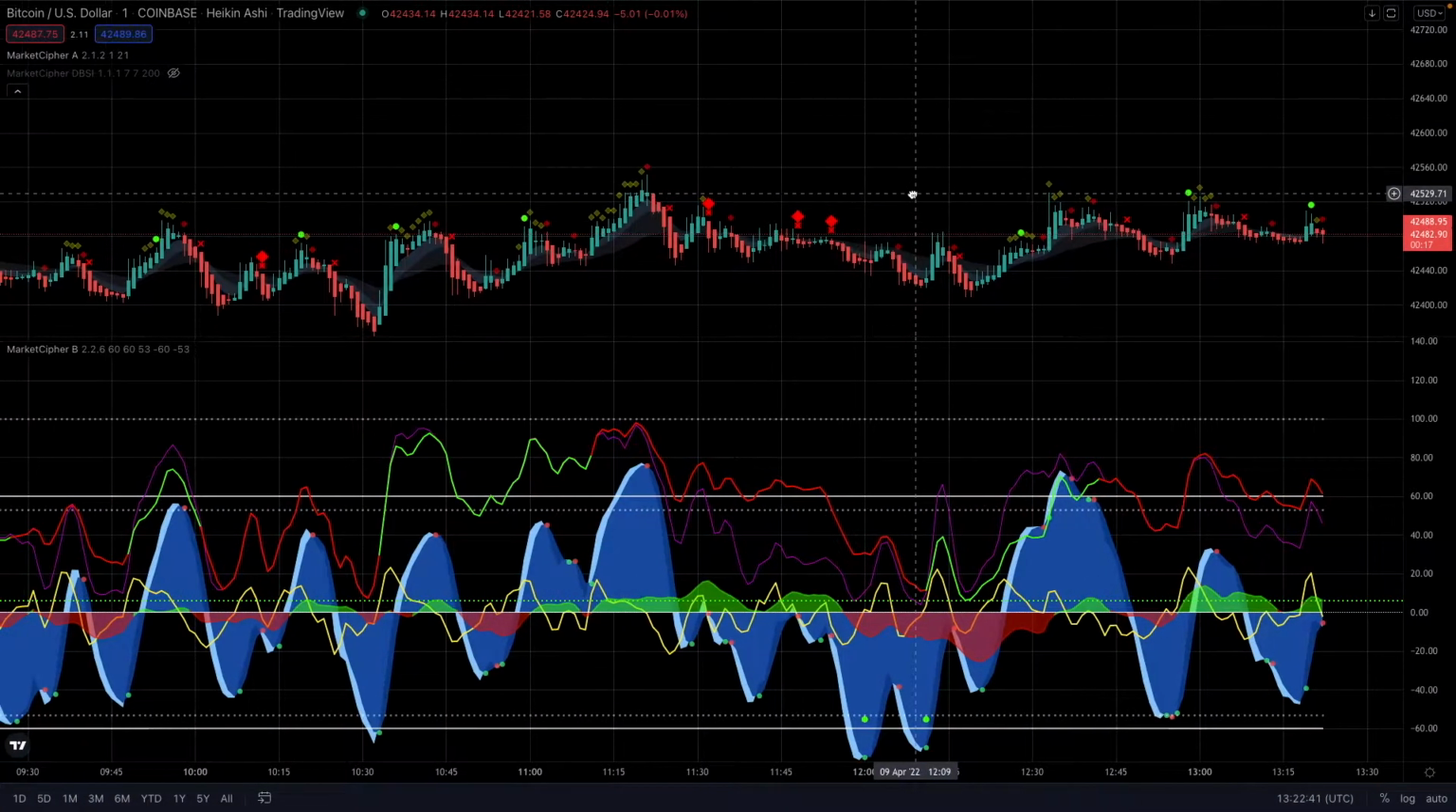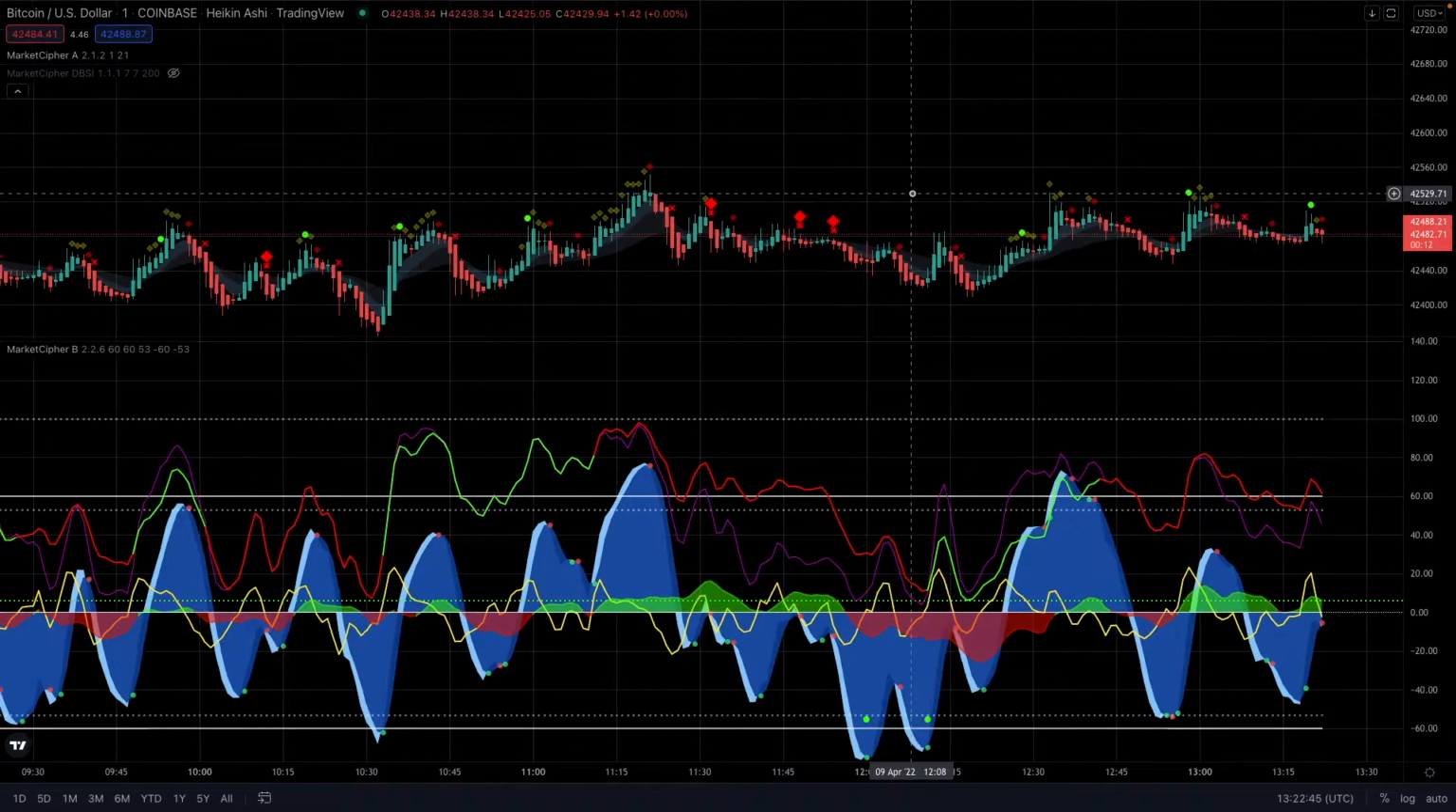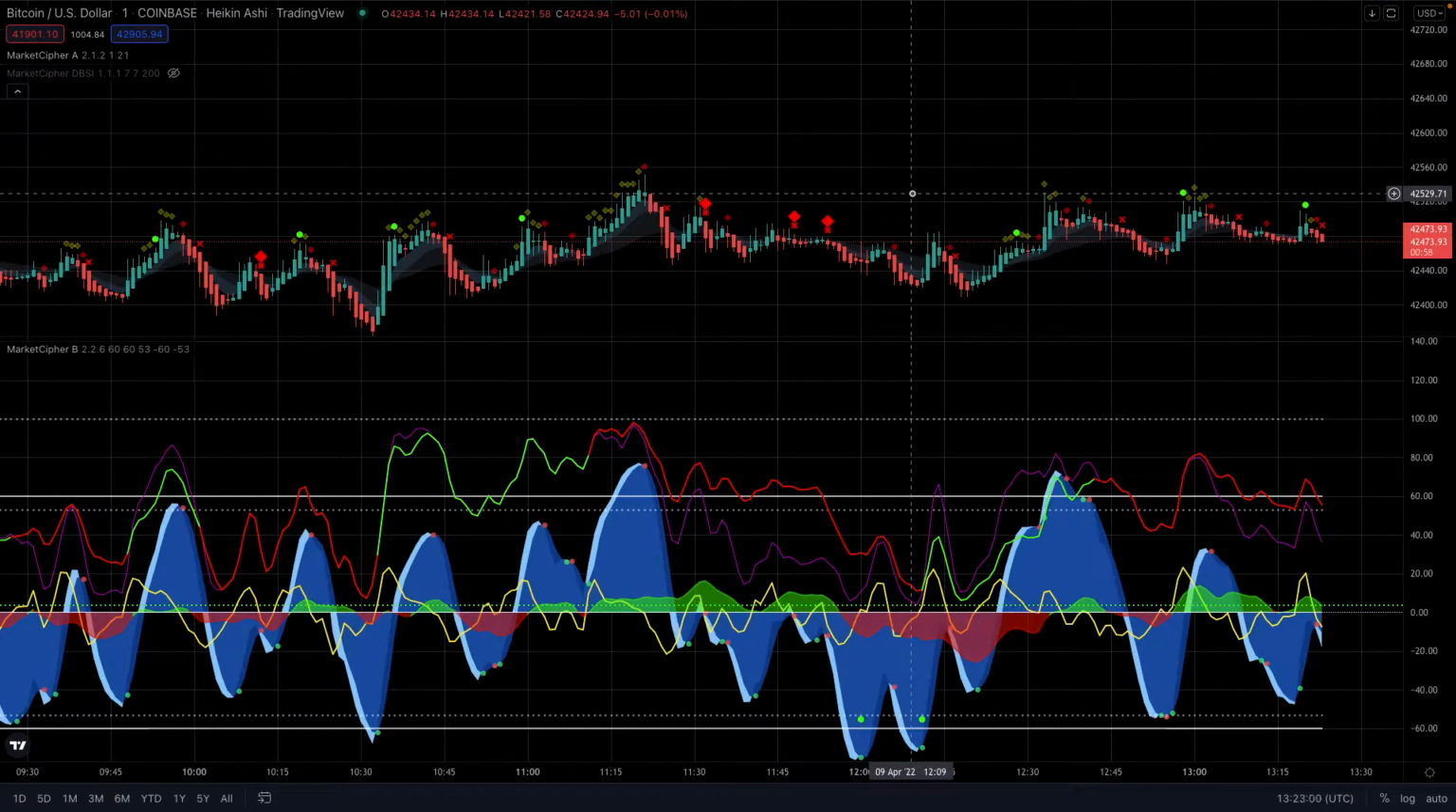Wanted to talk about scalping using Market Cipher. And scalping is basically using lower time frames to make your trading decisions. So trading is all about buying and selling, but at what time should I buy and at what time should I sell?